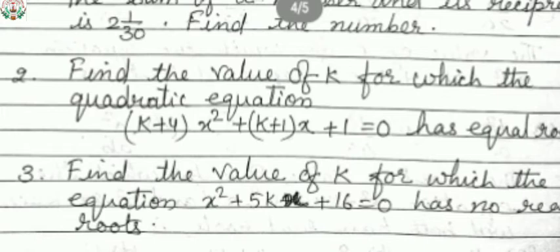Third one: find the value of k for which the equation x square plus 5kx plus 16 equals to 0 has no real roots.